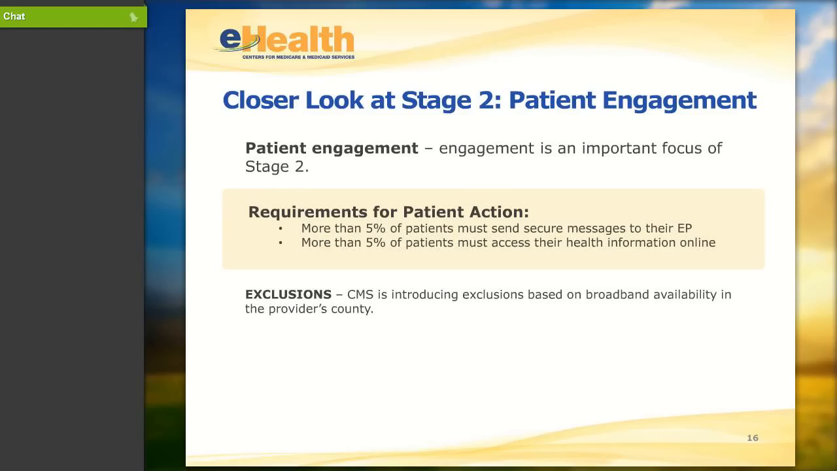Similarly, there is a requirement to provide patient access online to health information. One of the measures of that objective is that information is provided for 50% of all the patients that are seen during the reporting period, and that is a requirement for the EP. But the other requirement is that patients are actually accessing that information online, and so we have this second measure of more than 5% of patients actually accessing that health information through that online portal. So again, the idea here is to try and drive some patient engagement. There is an exclusion for both of these based on broadband availability in the provider's county, and you can read a little bit more about that on our website.